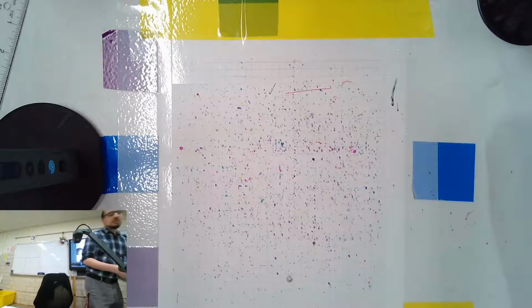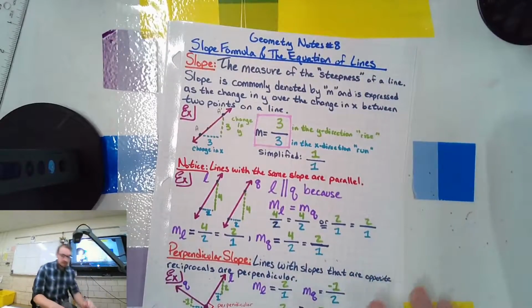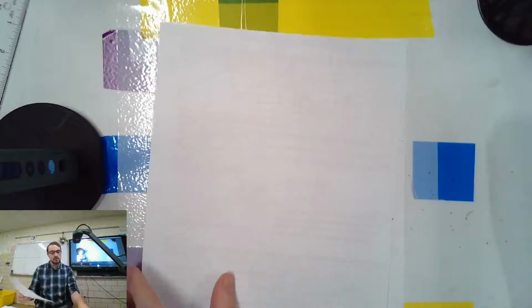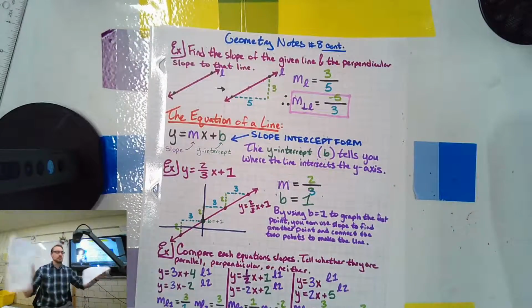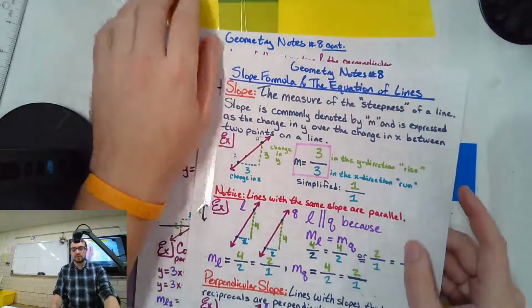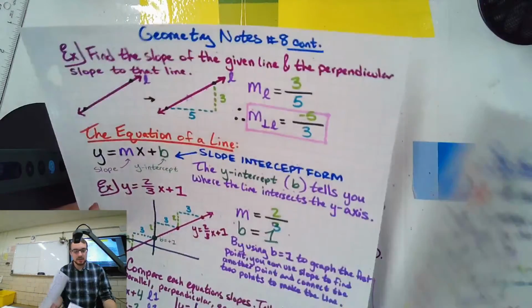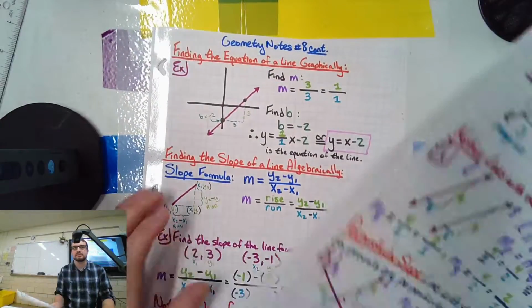We're going to finish up these notes, and then we're going to look at a little worksheet, and we're going to call it a day. All these are uploaded on the Google Class, so if you want to look at them in color, you can go on there and check them out. They're notes number 8, slope formula and the equation of lines, or something along those lines.